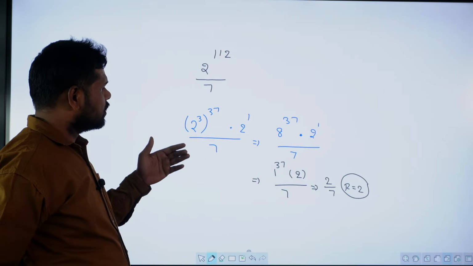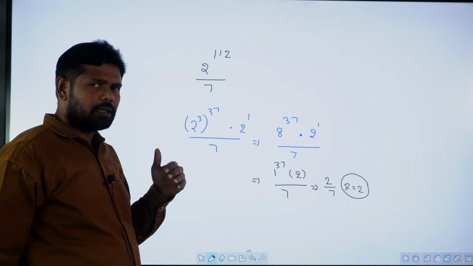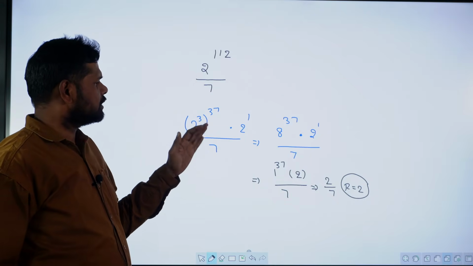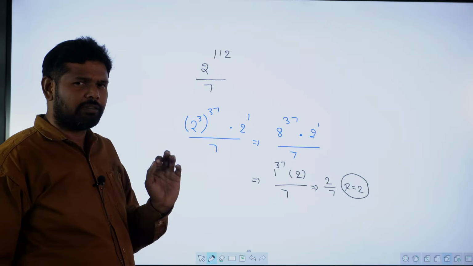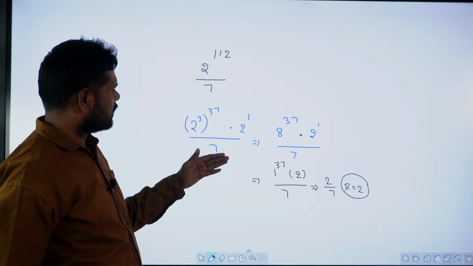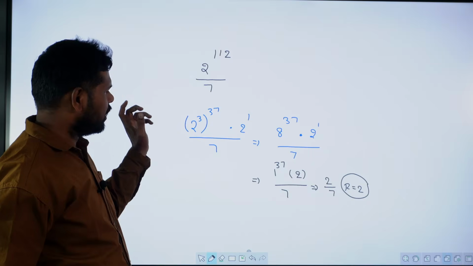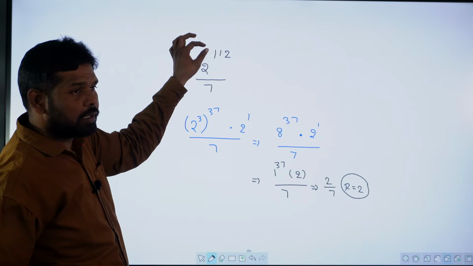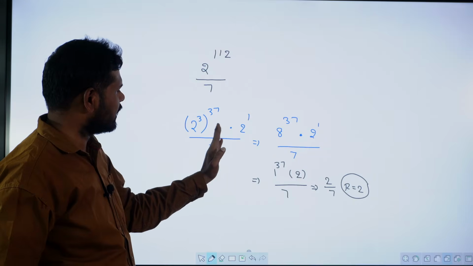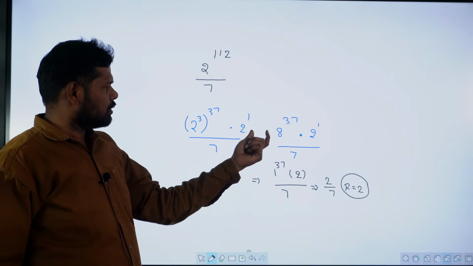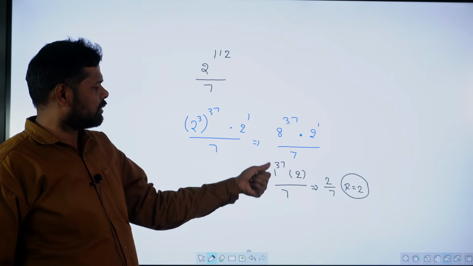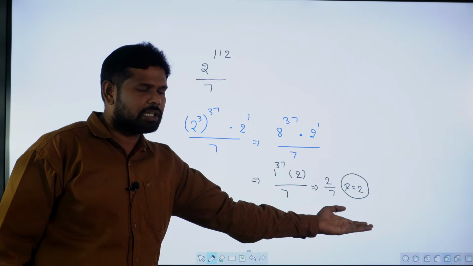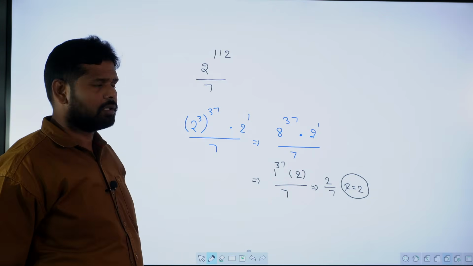Not only this, based on our calculation purpose, we convert any number into any type of form for our easy convenience only. First, 2 cube we know that. So 2 cube whole power 37 means we get only 2 power 111. Still one more 2 is left, that's why I write 2 power 1. So this means 1 power 37 into 2. Then finally 1 into 2, nothing but 2 by 7. What is the remainder? 2.